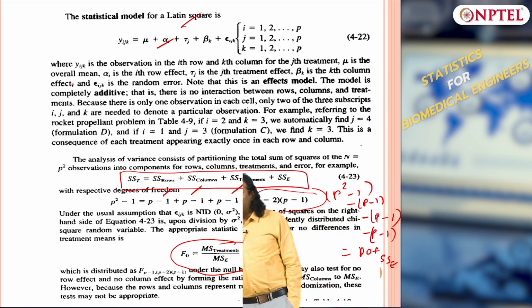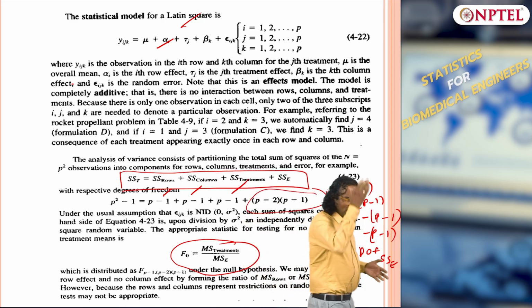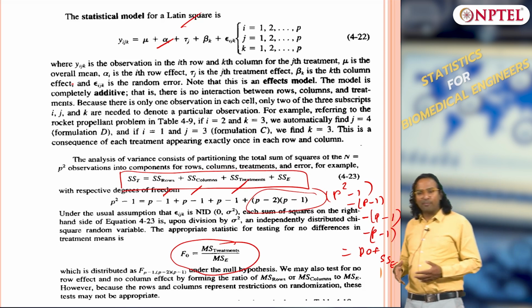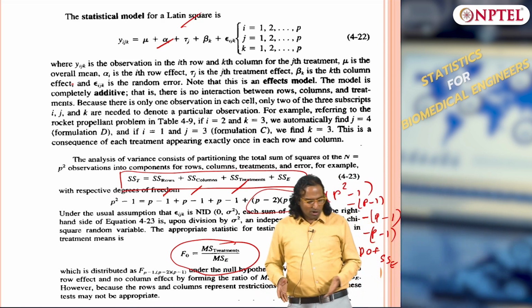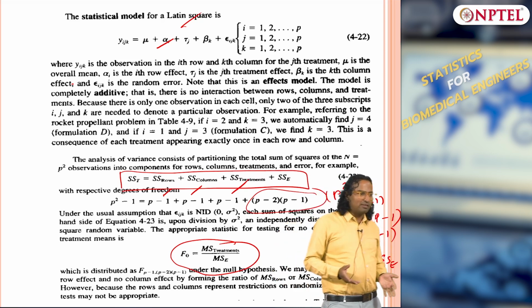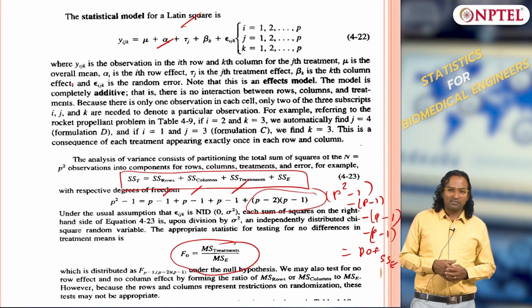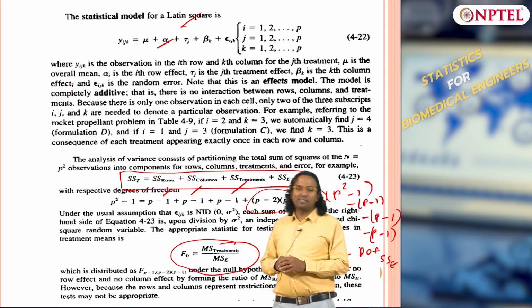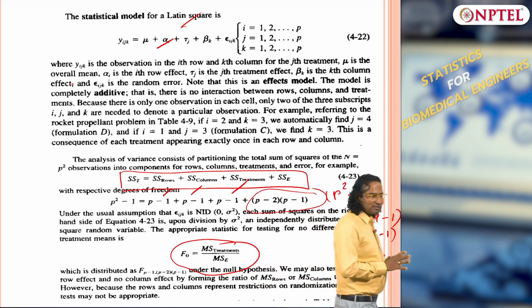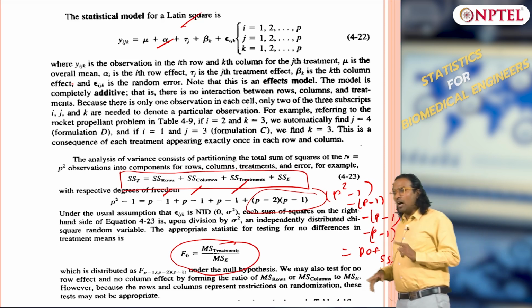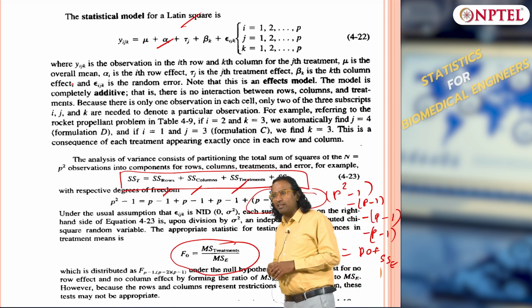You understand how I got p minus 2 into p minus 1? The total degrees of freedom is p squared minus 1, and for rows I have p minus 1, columns p minus 1, treatments p minus 1. So p squared minus 1 minus p minus 1 minus p minus 1 minus p minus 1 should give you the sum squared error degrees of freedom. You can calculate this, and that is nothing but p minus 2 into p minus 1. So that is the degrees of freedom for error. Now, notice this will be lower than what? Your RCBD. This is definitely lower than your RCBD.